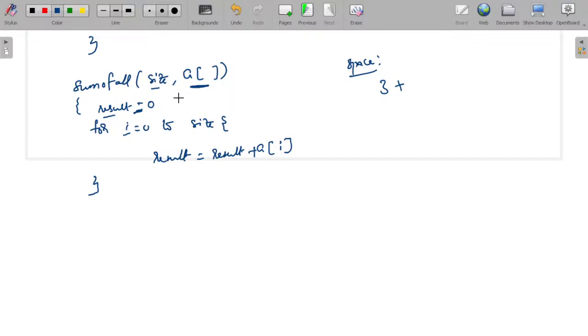So for example, if I give 10 numbers, I have to allocate memory for 10 different numbers in the array, and if I give 20 numbers, I have to allocate memory for 20 numbers. Now it depends on the size of the array, and that we can represent as n. So the space required to execute this algorithm is n plus 3 or 3 plus n. This is how we compute the space complexity for any given algorithm.